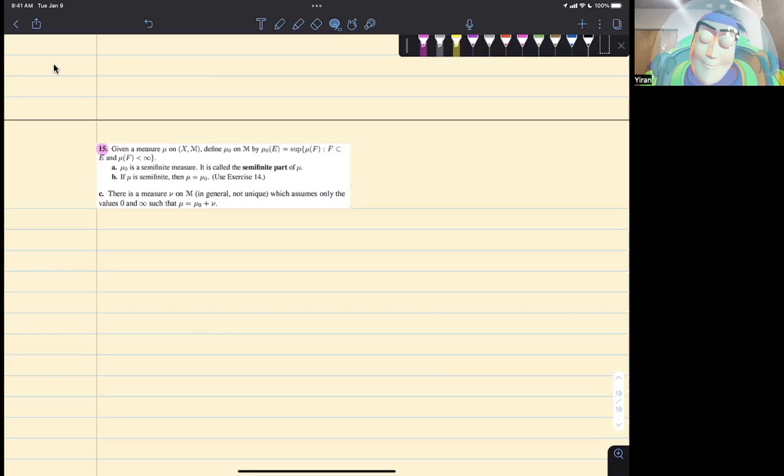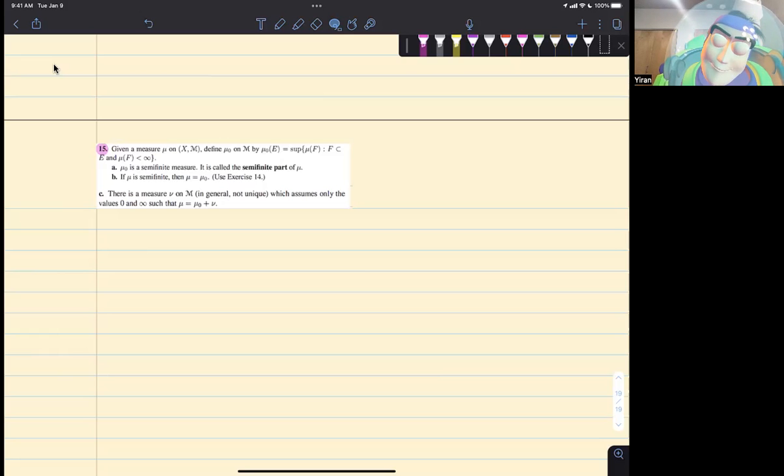Well, before that, we actually need to do some work because, okay, if we don't do that, just try to write down the definitions, right? So here, what we're trying to prove. This is the supremum of mu f, where f is a subset of the union of EJ, and mu f is less than infinity.